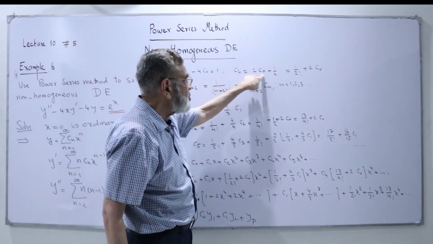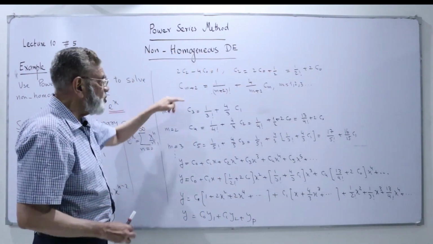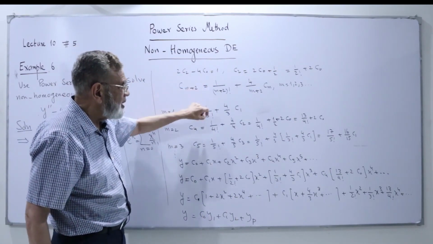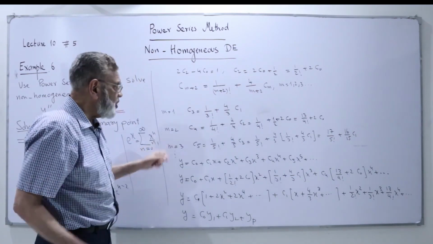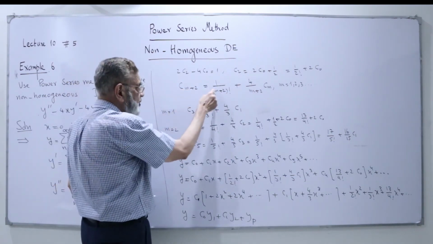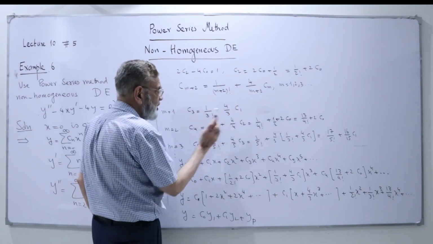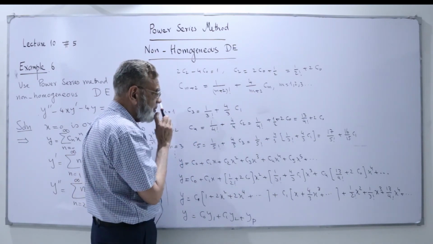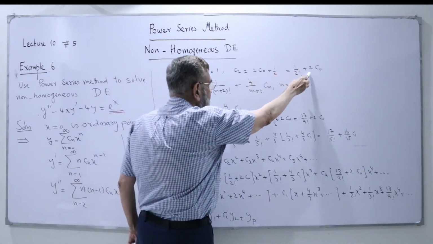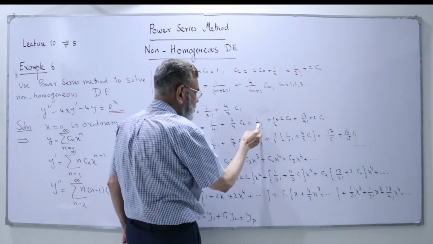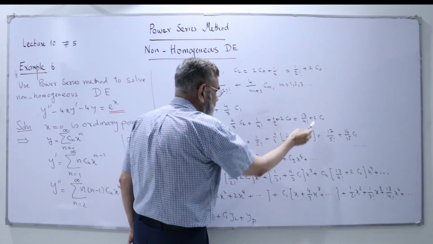Here we get the value of c2: 1 upon 2 factorial plus 2c0. When I take m equal to 1, I get 1 over 3 factorial plus 4 over 1 plus 2 is 3 into c1. When I take m equal to 2, I get c4: 1 over 2 plus 2 is 4 factorial, and 4 over 2 plus 2 is 4 c2. Putting in the value of c2, 1 upon 2 factorial plus 2c0, substituting 1 upon 2 into 1 upon 4, we get 13 upon 4 factorial plus 2c0.